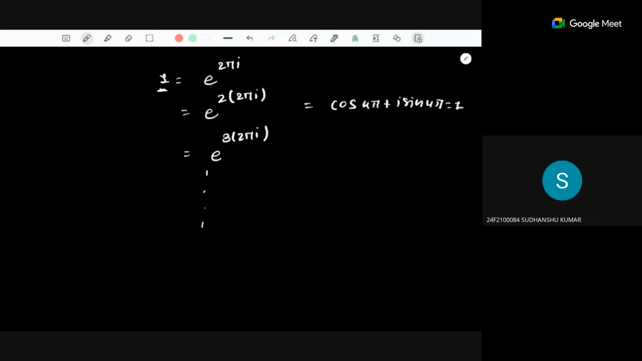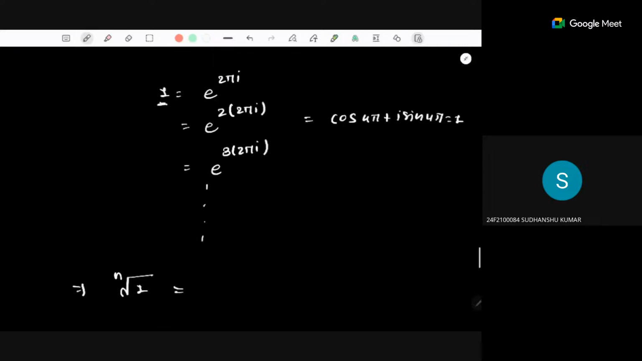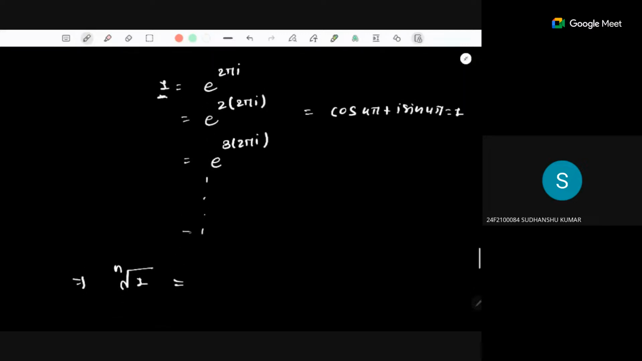It can be written as 2 into e to the power 2 pi iota, 3 into e to the power 2 pi iota, and so on. So now what do we need to find out? We need to find out what will be the nth root of 1. For that, we'll just take the nth root over here. So we can take this number to be e to the power 2 pi iota into n minus 1.